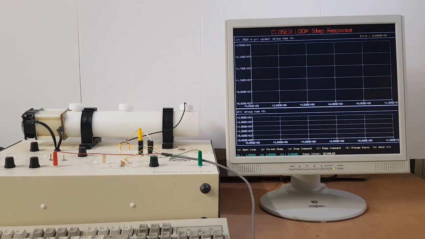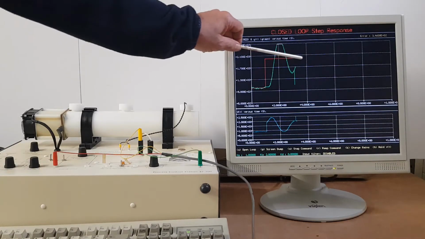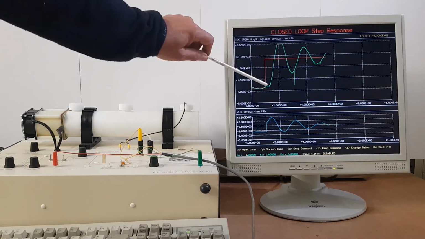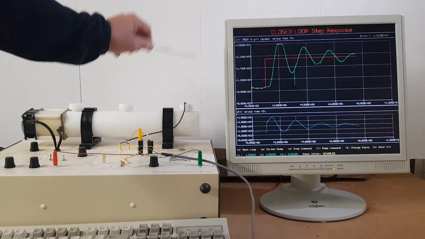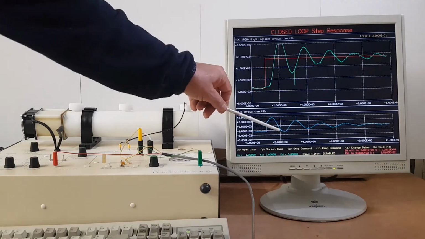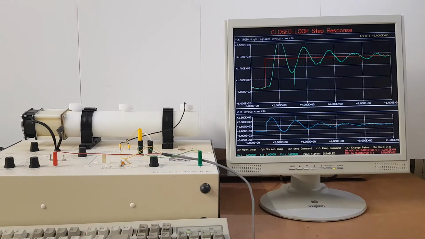Now the computer screen has three signals on. The red signal is the set point, that's where we'd like the temperature to be. The green signal is the actual temperature, so that's the actual temperature in the rig. And the blue signal is how much heat you're putting into the heater. So there are a few things going on there.